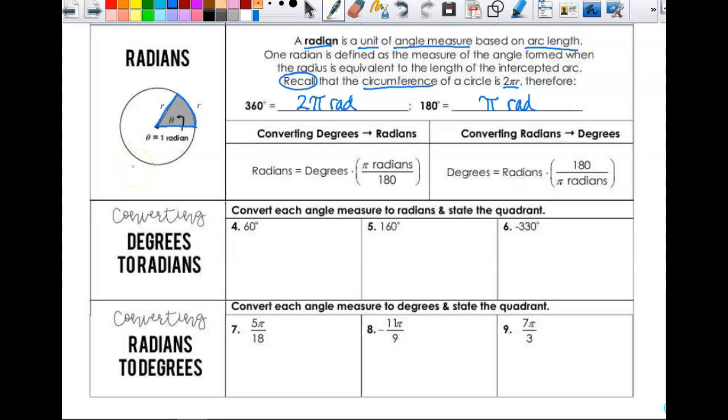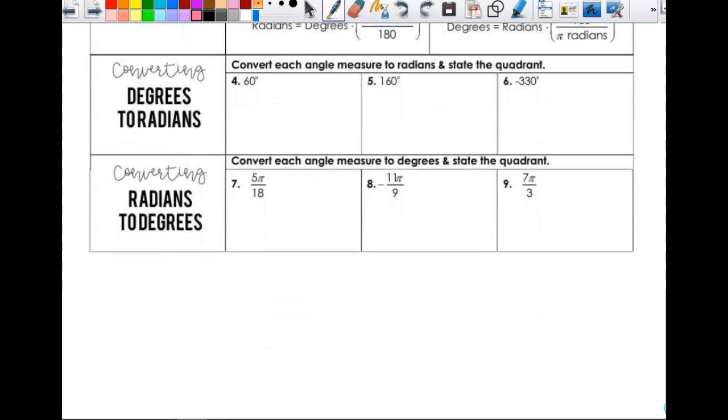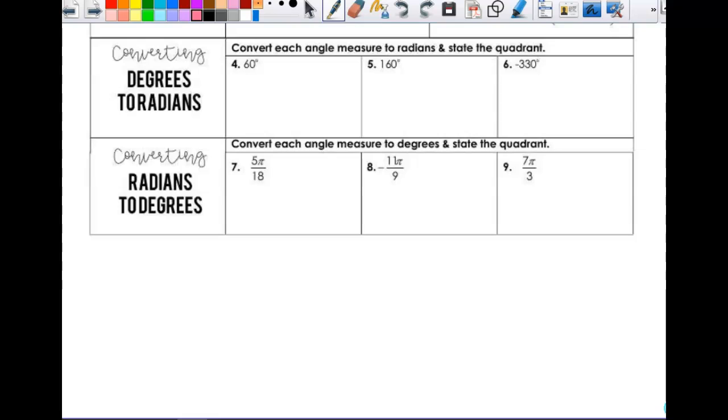So let's convert. It says to convert and to state the quadrants. All right, so let's talk about quadrants real quick. I know that this is 0 degrees, and then 360 if I go all the way around. Then this would be 180. So this is 90. What would this be? 270. Okay.